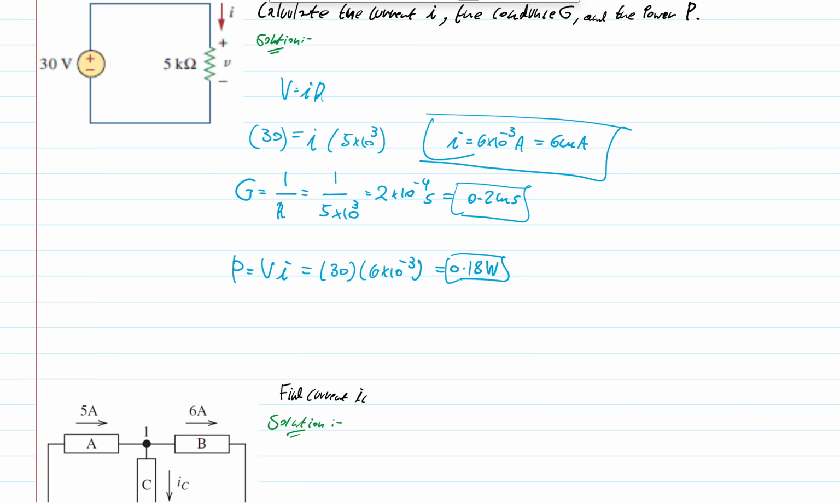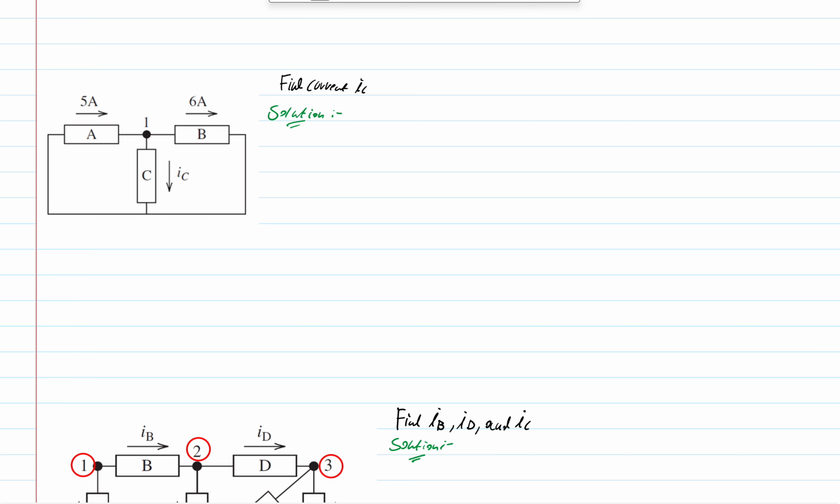For the next question, what we could do is apply KCL. So what's KCL? It's Kirchhoff's current law. What we want here is to know what's going into this node and what's going out of this node. That's our main goal. So we're going to apply that current in is equal to current out.